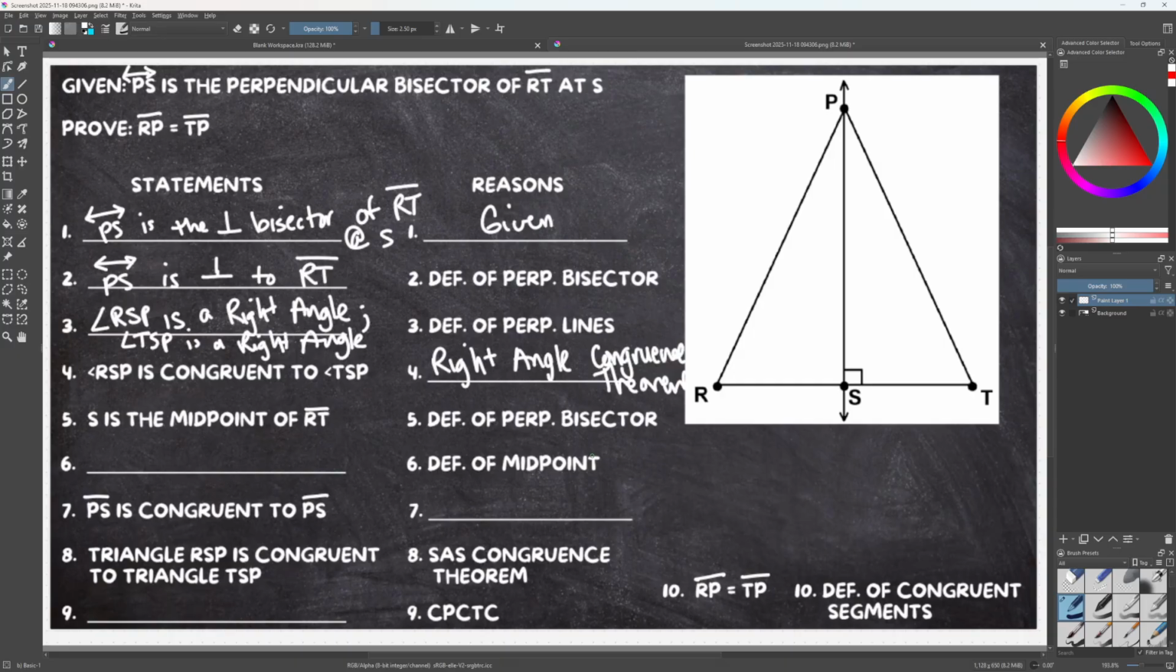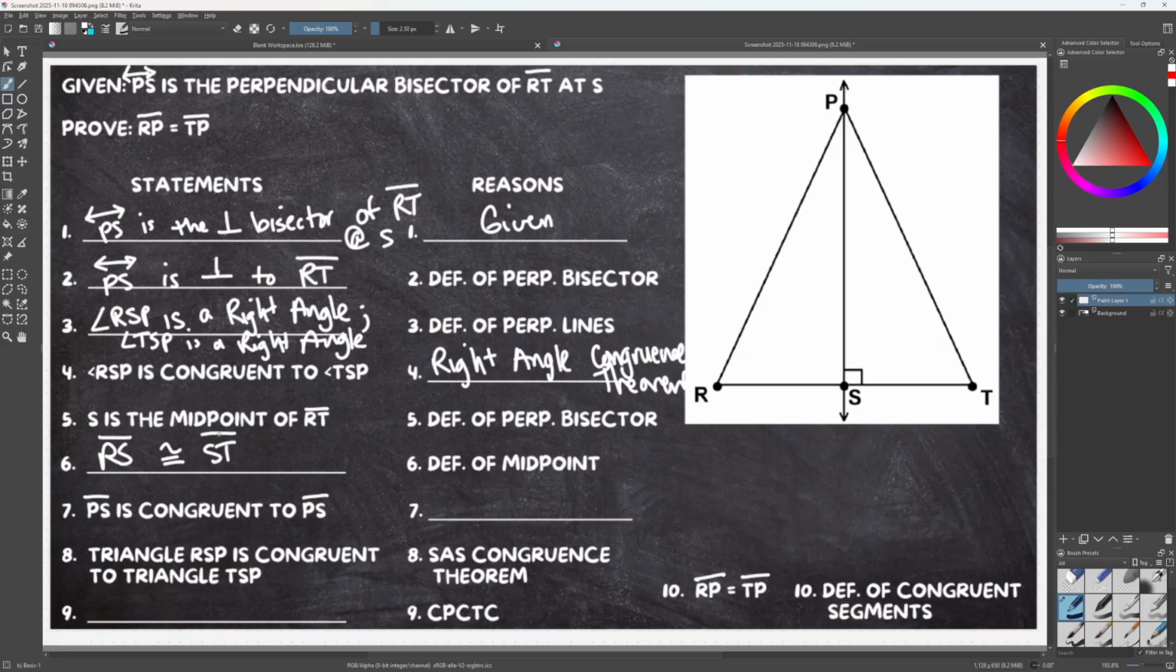Well, if we know that S is a midpoint, then we know that it splits it into two equal pieces. So we would say that RS is going to be congruent to ST or TS. And so we can say that because that's the definition of a midpoint. It splits it into two congruent pieces. So we have that there.